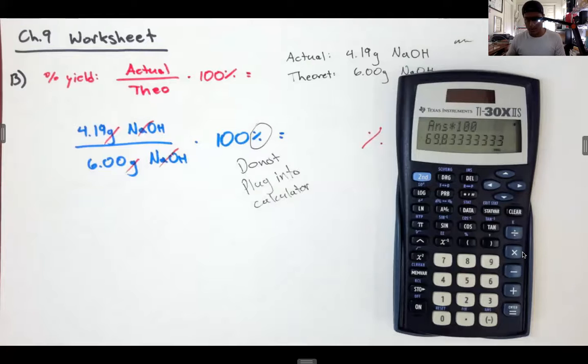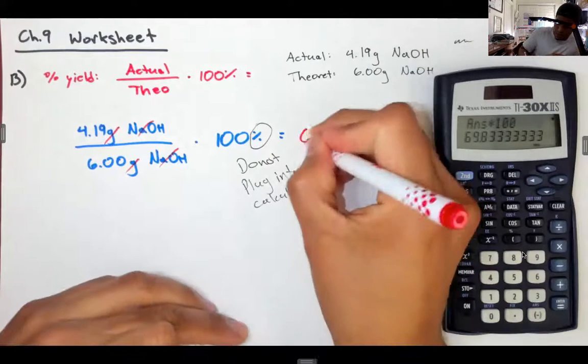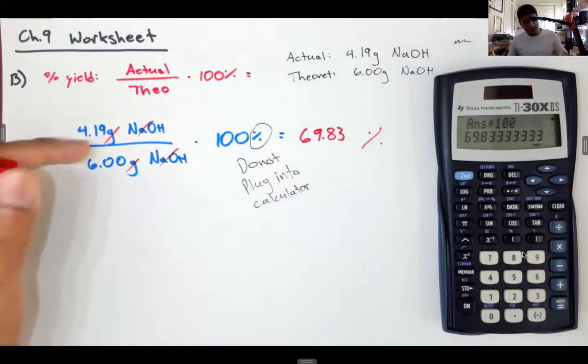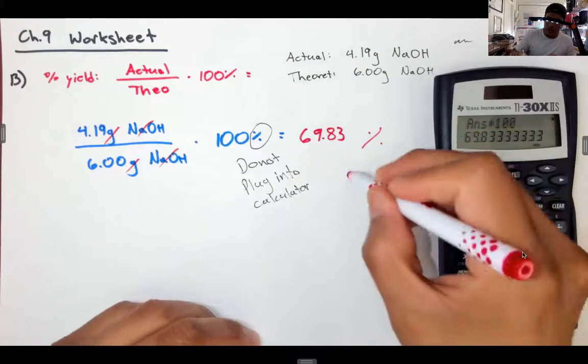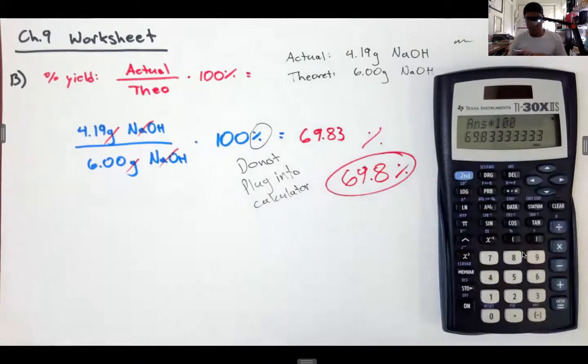Okay, so we're going to multiply that times 100, and then you're going to get 69.83%. In this case, we have 3 significant figures, so your final answer is actually 69.8%. Okay? And that's just how much of the product you got versus how much you were supposed to get. So you got 69.8% of it, about 70%. Most of the time, that's actually not a good yield, right? Depending on the reaction, but you want to be in the 90s.